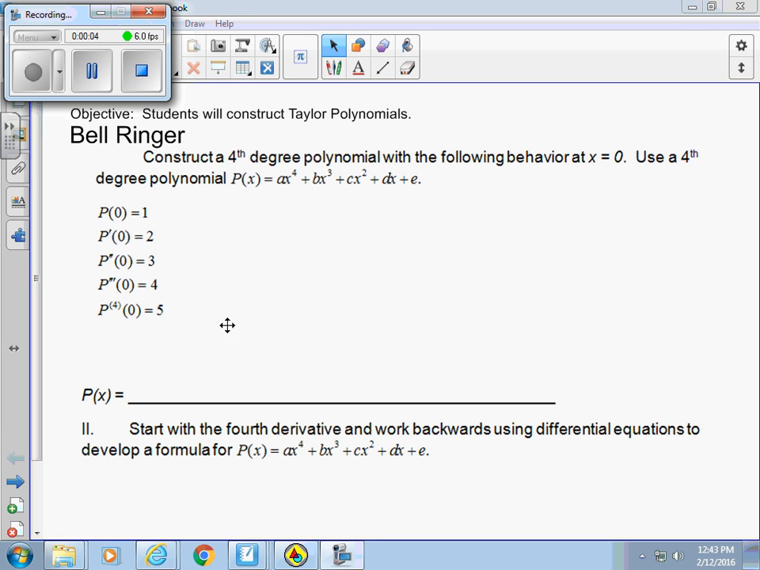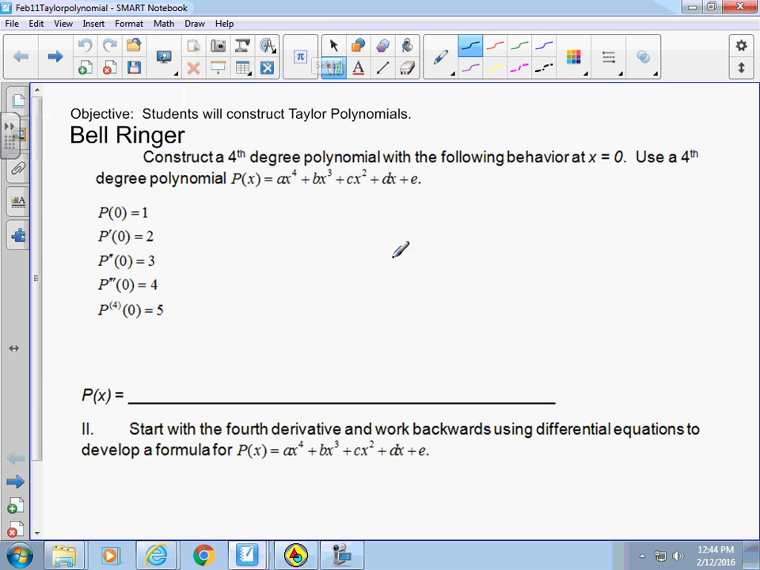Want to start with the derivative at 0. Okay. The fifth derivative of a fourth degree polynomial, what will that always be? A constant, right? Everyone agree? What constant? 4 times 3.